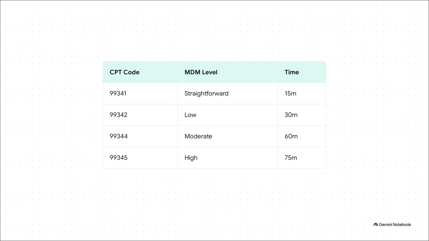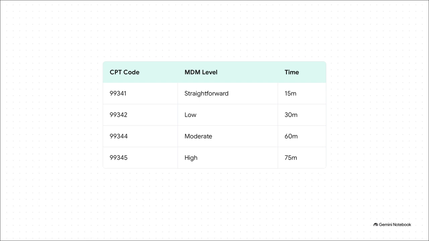So for a 99341, you need straightforward MDM, or 15 minutes of total time met or exceeded on the date of the encounter. For 99342, that jumps to low MDM, or 30 minutes. 99344 requires moderate MDM, or 60 minutes. And finally, for your most complex new patients, 99345 requires a high level of medical decision-making, or a whopping 75 minutes of total time.